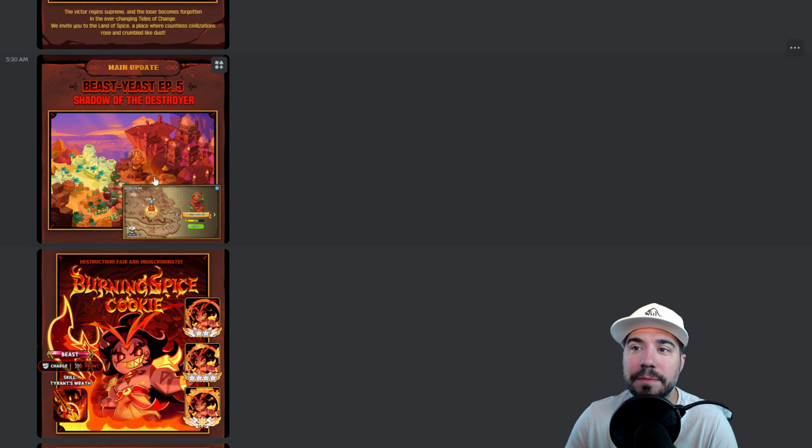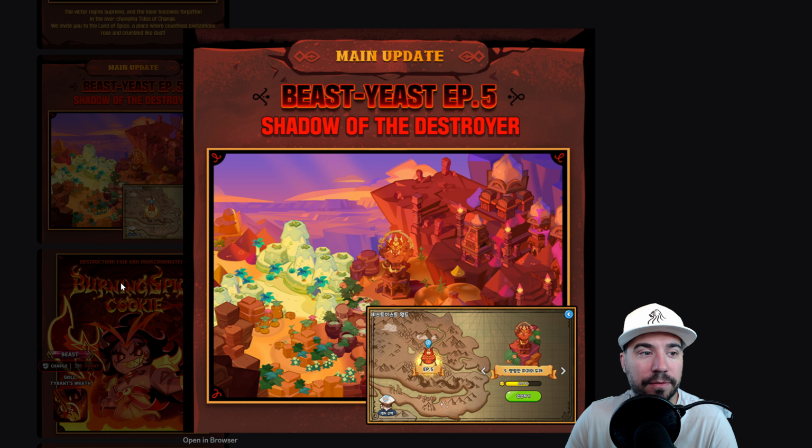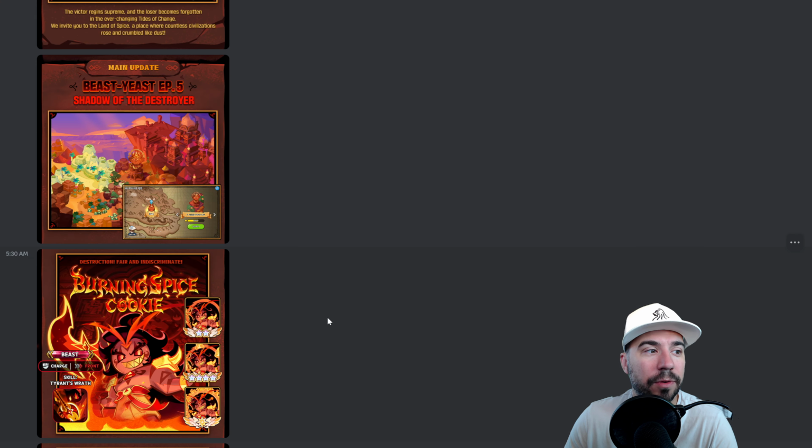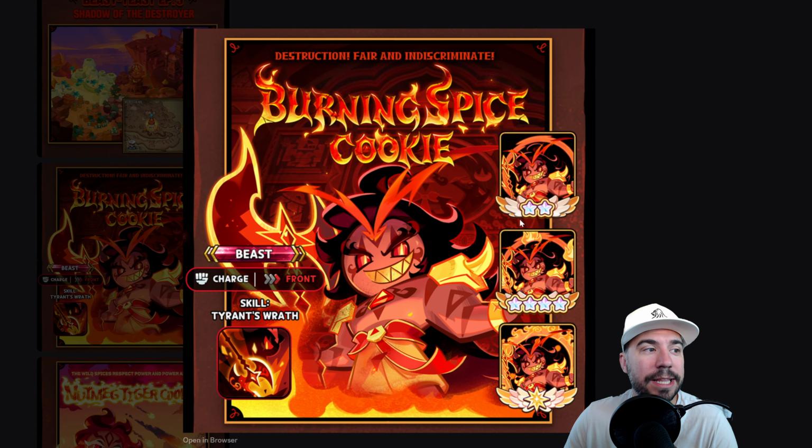Ooh, main update here. Beast Yeast Episode 5. Now look at this. You can see exactly where that's coming relative to all the other stuff in Beast Yeast, way, way over there on the map as well, which is pretty interesting. Look at this. You can see all these different little areas here as well in our journey. Looking forward to that. Now, on top of that, this is the big one.